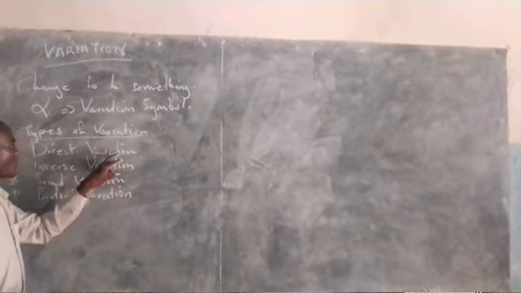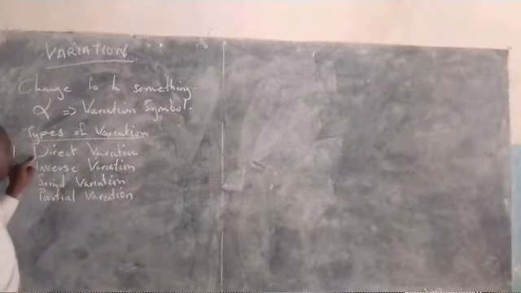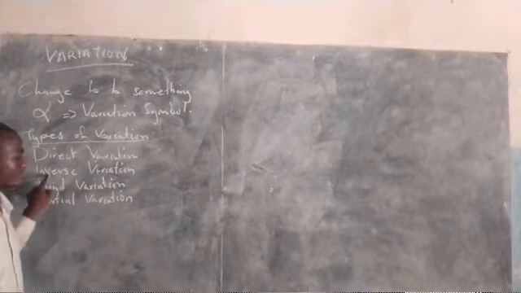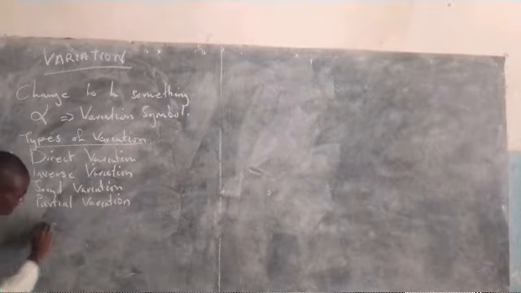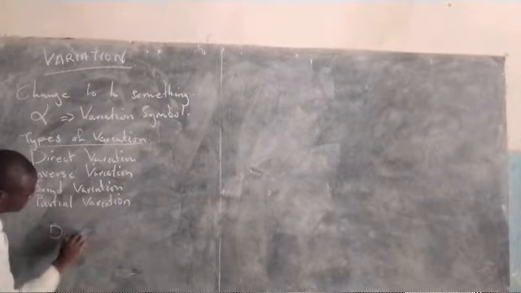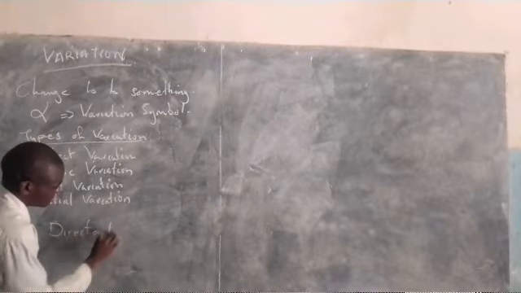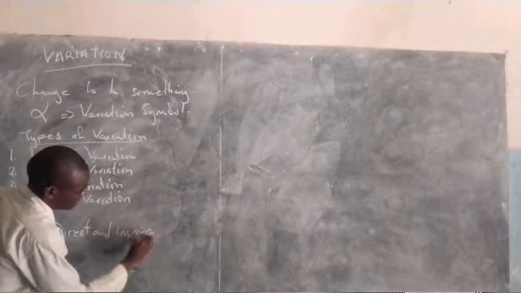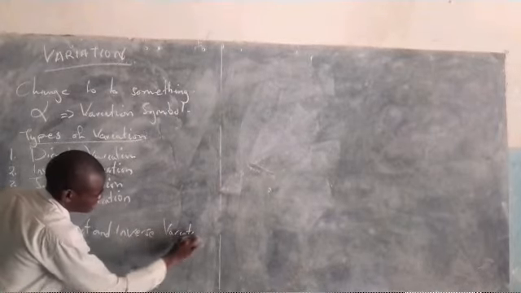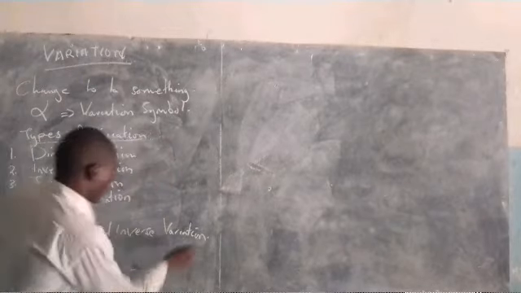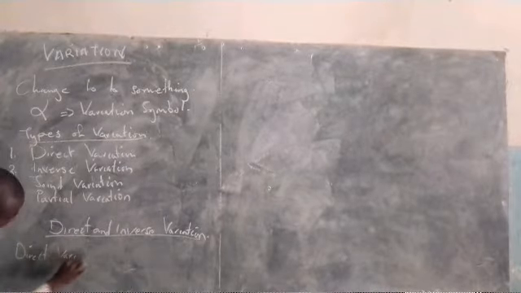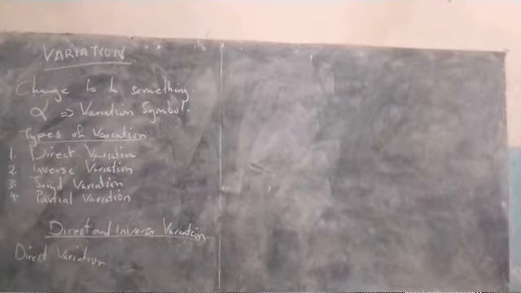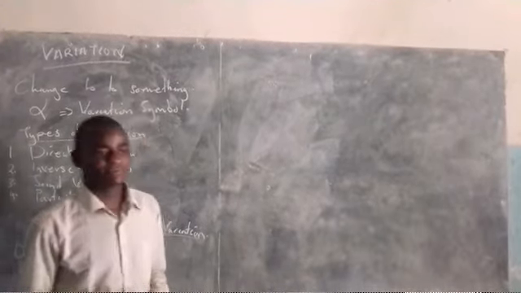Now, in this video, I'm going to teach you only 2 types of variation, which is direct variation and inverse variation. So, let me write: direct, inverse variation. What is direct variation? What do we mean by saying direct variation?